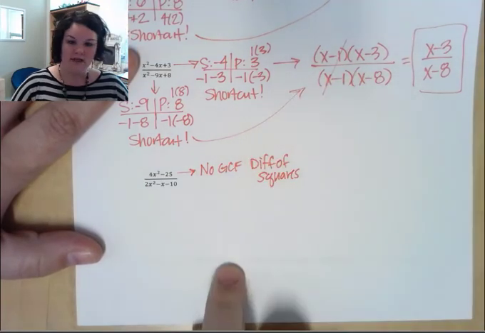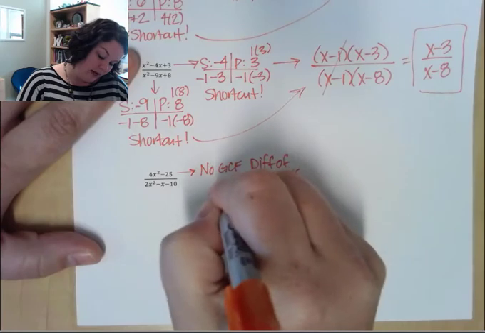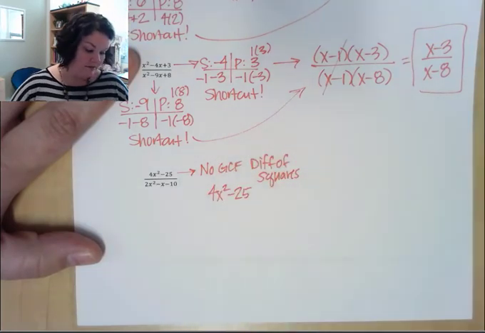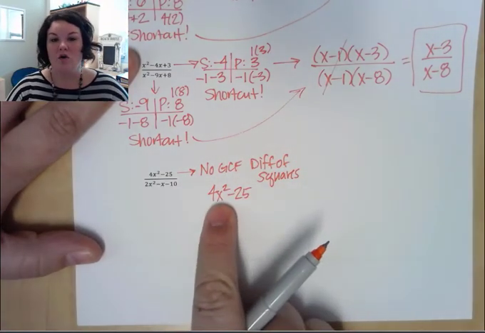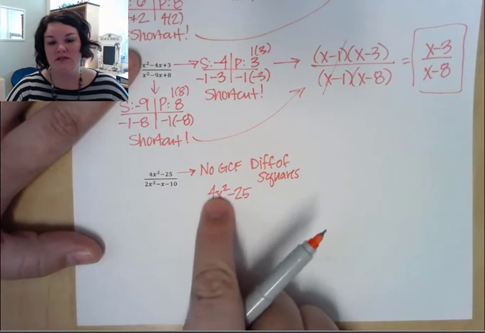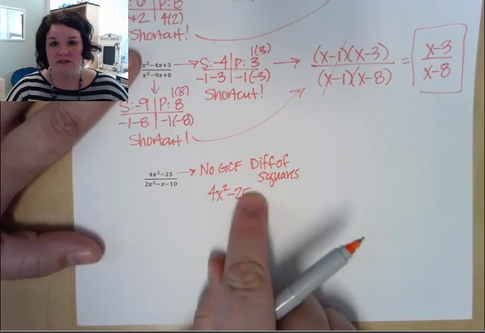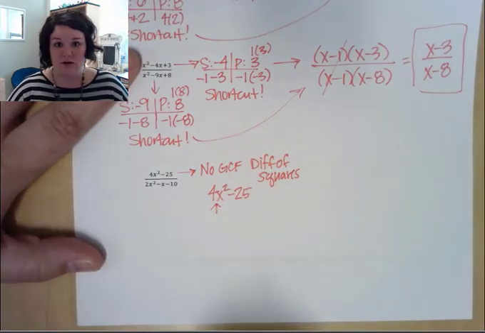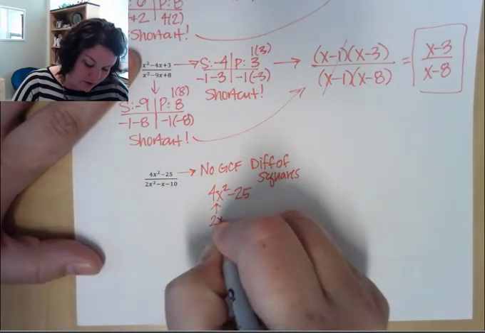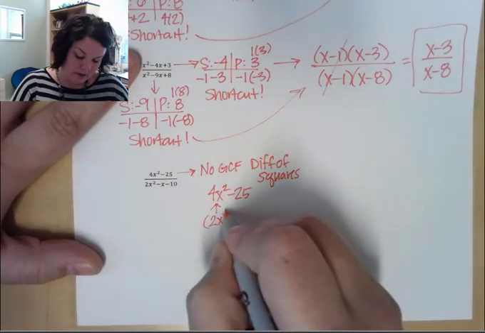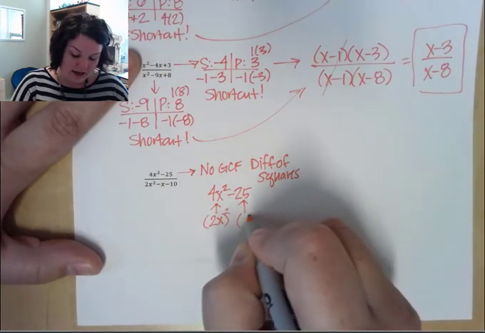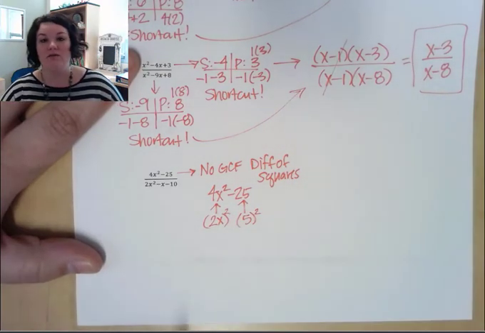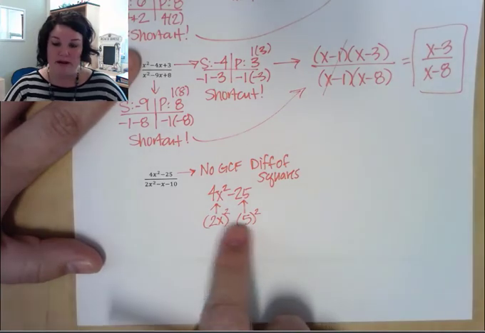squares. Okay. So if I look at 4x squared minus 25, right? I just need to know what is the thing that's being squared from this term and what is the base being squared from this term. So in order to end up with 4x squared, I would have to square 2x, right? And in order to get 25, I would have to square 5. So these are my 2 bases, right?